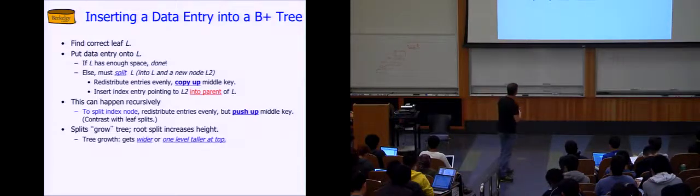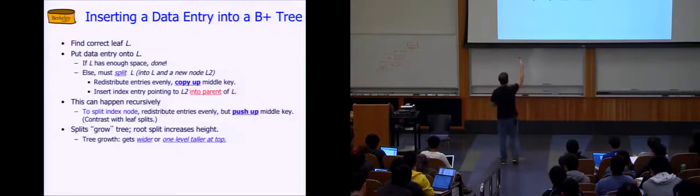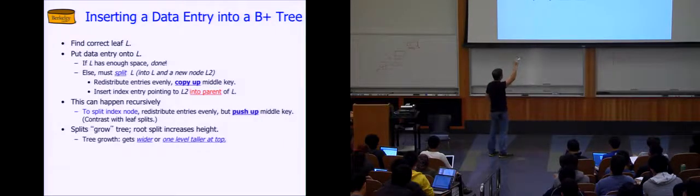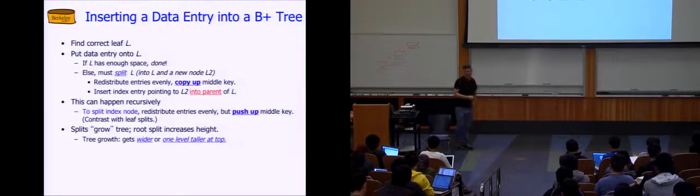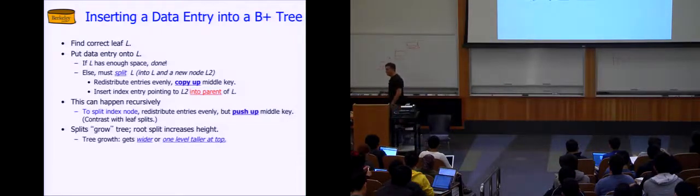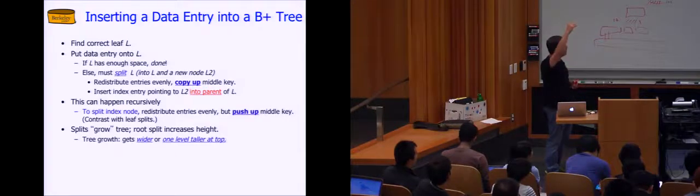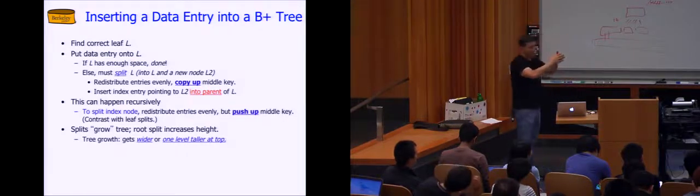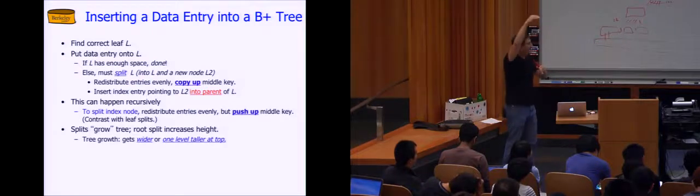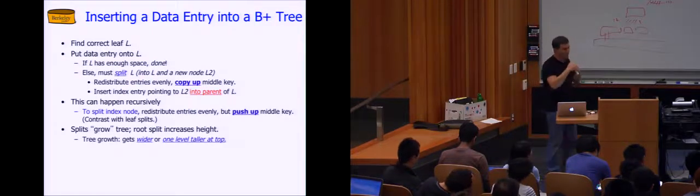All right, this is a little sloppy, the pseudocode, to be honest. And then this can happen recursively, but when you split internal index nodes, you redistribute the entries evenly, but you push up that middle key. And the proper pseudocode is in the textbook, all right? I encourage you to read it. Splits grow the tree, and a root split increases height. So splits kind of go like this, and eventually like that. Tree growth, it either gets wider or it gets one level taller.